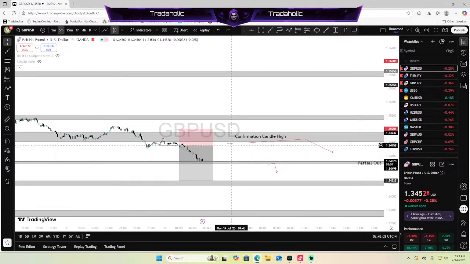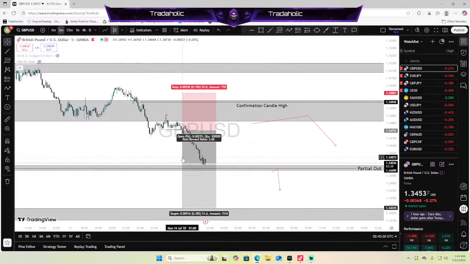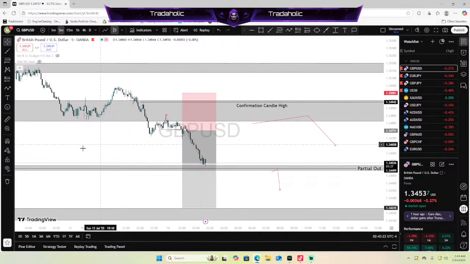Right, I'm going to take 50% of my position off here. I'm sitting on about 800 in profits as price approaches this level. We tapped into this level already, so I don't want price to reject this area and come back down to stop me out for an overall loss. I'm just going to manage my trade and take partials. I'm going to take off 50% of my position and leave the rest of the position running.